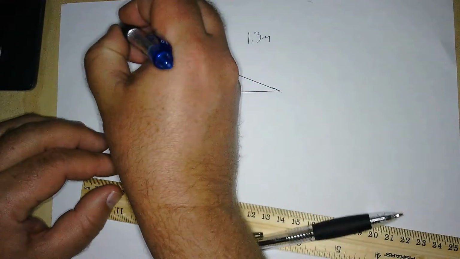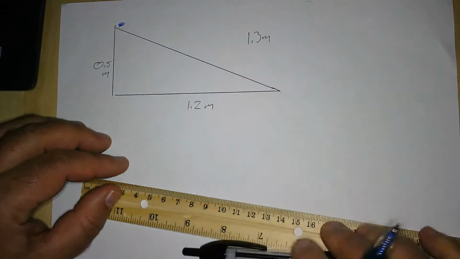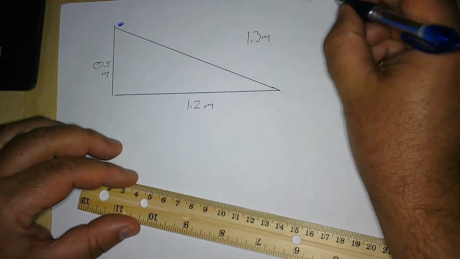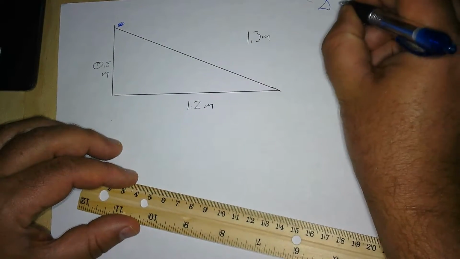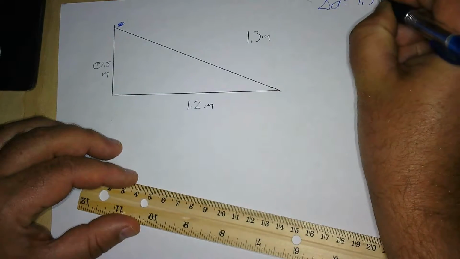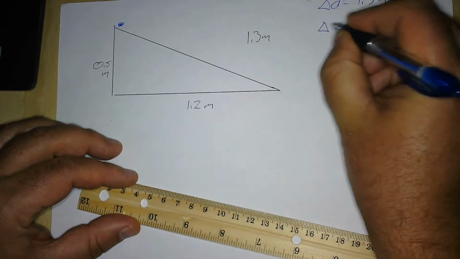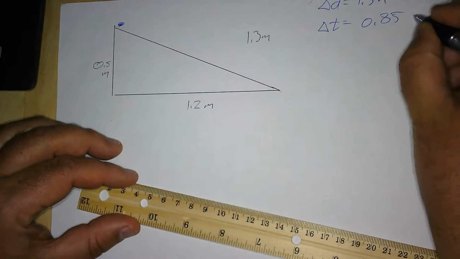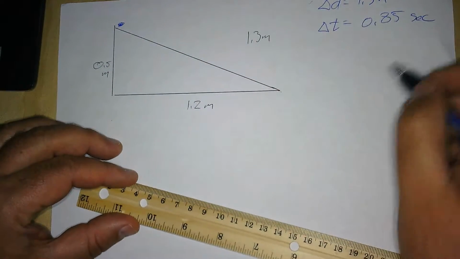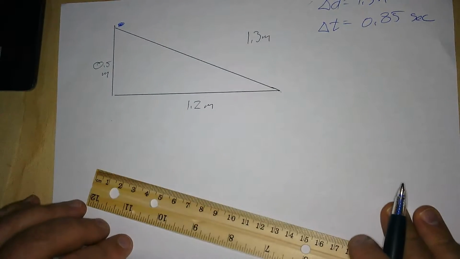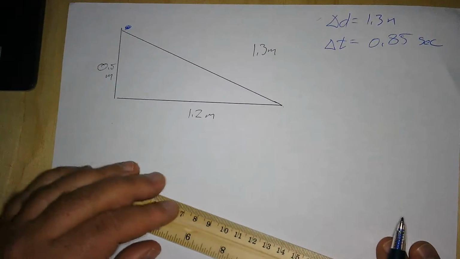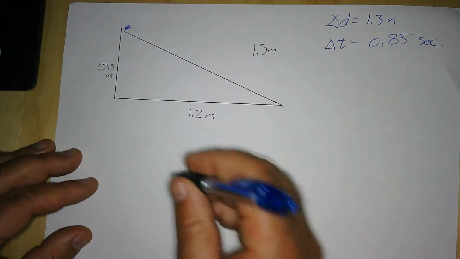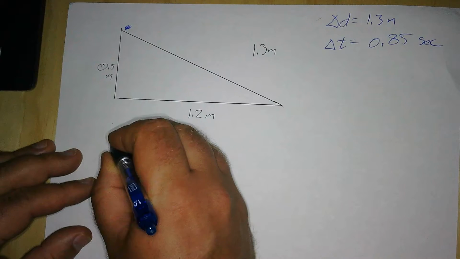And you set up your ball over here. Okay, you timed it. Okay, so change in distance equals 1.3 meters. Change in time, let's say it's 0.85 seconds. So these are all things you measured, right? So you have those measurements done. Okay, so then we can come through and do our equations.